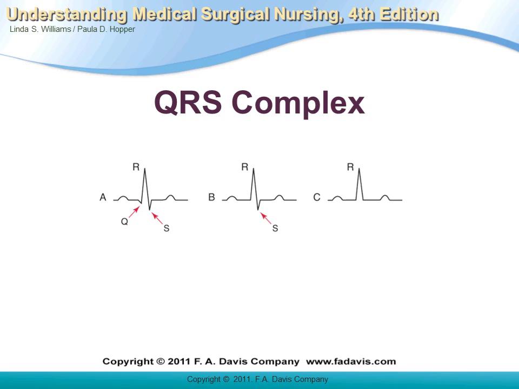So here is the QRS complex. This is a QRS complex showing that there is a Q wave, so a downward deflection. This B is a QRS complex without a Q wave. There's no Q wave. And this is a QRS complex with no Q or no S wave.